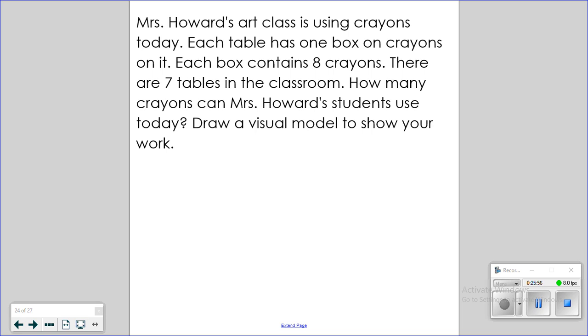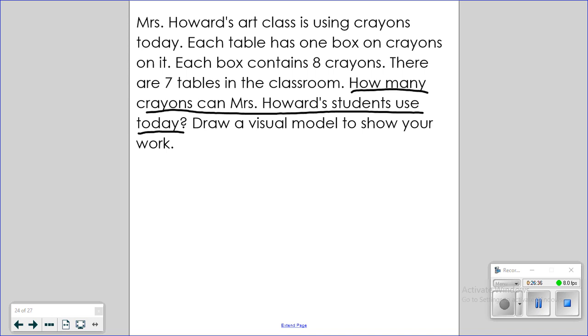Think about what you're counting. I'll read it again. Miss Howard's art class is using crayons today. Each table has one box of crayons on it. Each box contains 8 crayons. There are 7 tables in the classroom. How many crayons can Miss Howard's students use today? Think about what you're counting and see if you can write your answer sentence. If you're having trouble figuring that out, look at the question part, the part literally with the question mark, to help you.